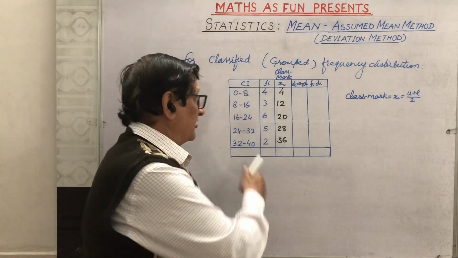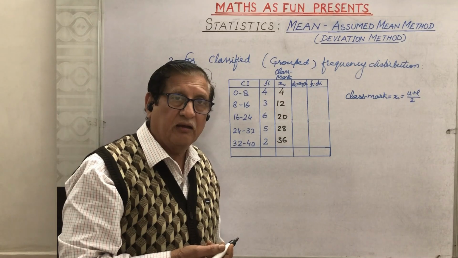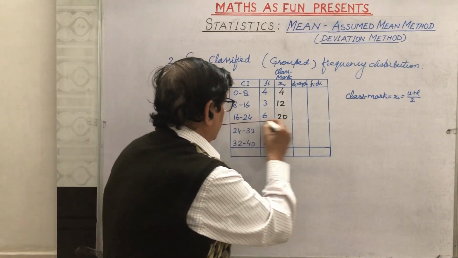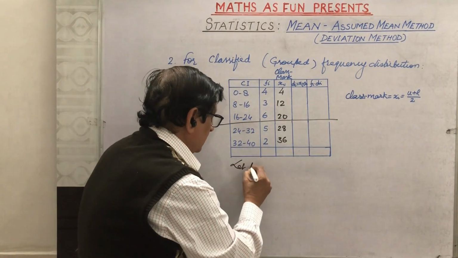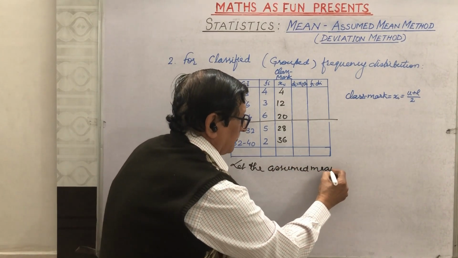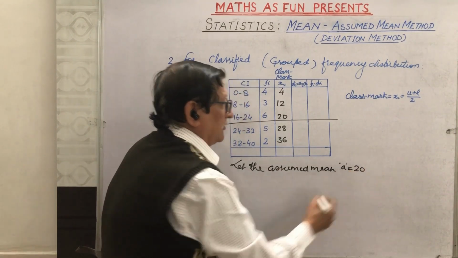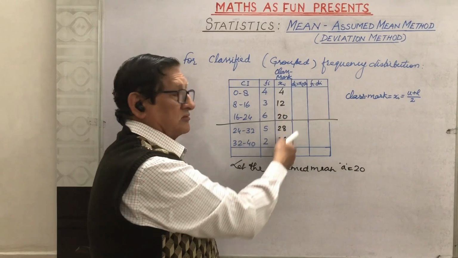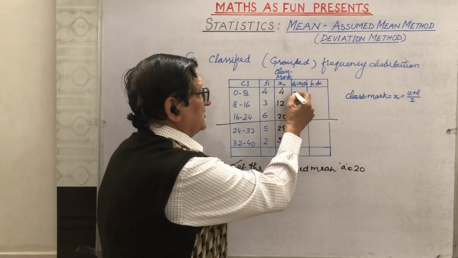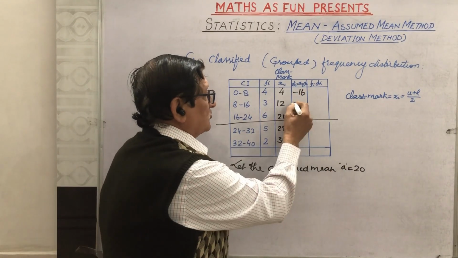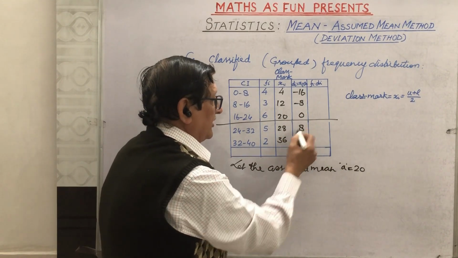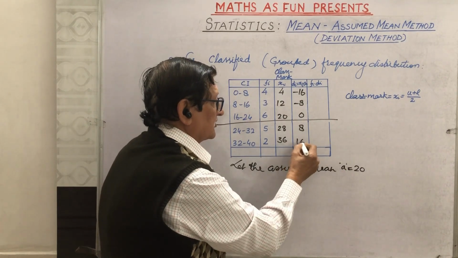And now we have to assume one of the numbers as the assumed mean a. And as I told you, we take somewhere in the middle. Suppose we take 20. So we underline this here and we write: let the assumed mean a be 20. Now we have to find out the deviations, Xi minus a, that is Xi minus 20. So here it comes as 4 minus 20 is minus 16, 12 minus 20 is minus 8, 20 minus 20 is 0, 28 minus 20 is 8, and 36 minus 20 is 16.